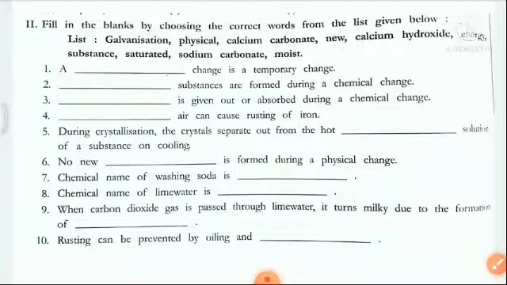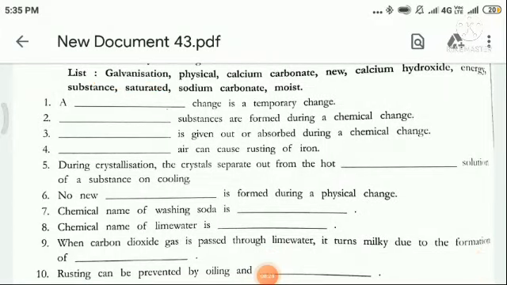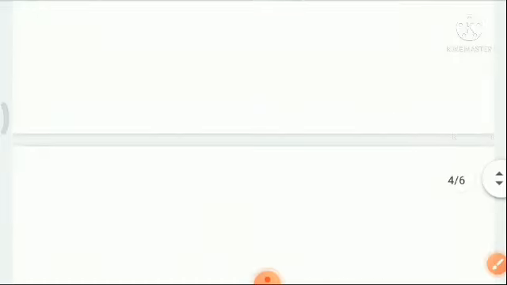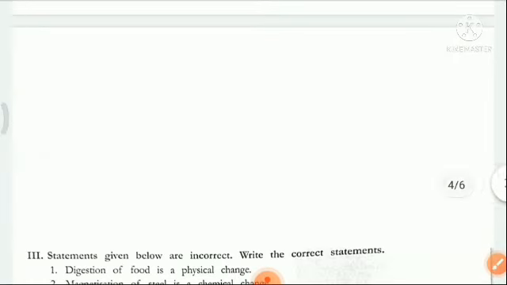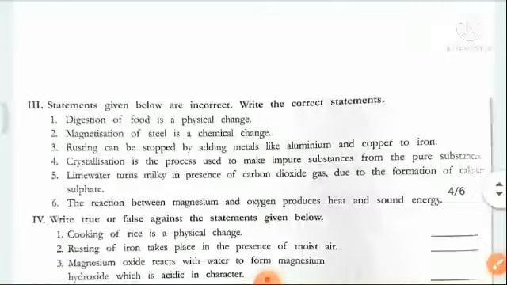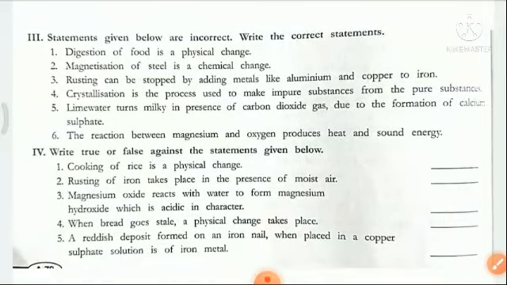Rusting can be prevented by oiling and galvanization. Okay, so oiling and galvanization. So these were the answers for your fill in the blanks. So the questions are very simple. If you have paid attention during the class, you can easily write the answers even if you don't search for the answers in the book. Okay, so if you have studied properly, or if you have attended the class with your full concentration, then I think you can easily do this.